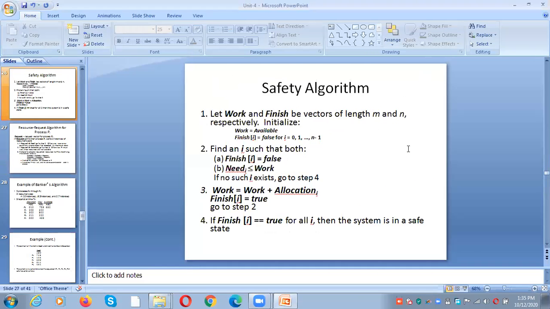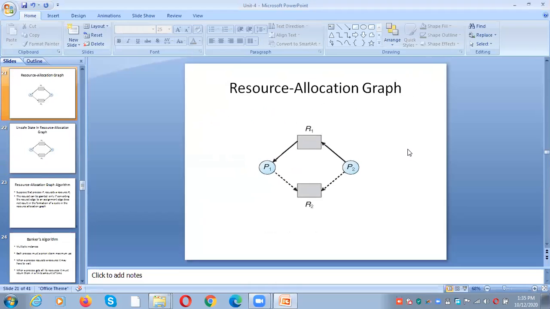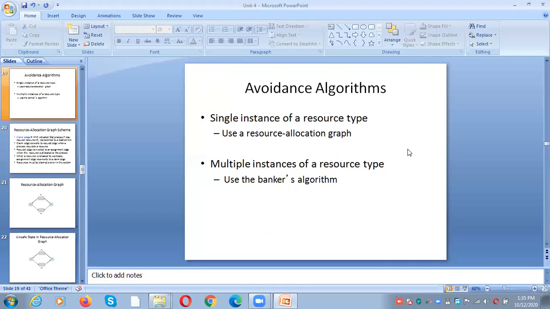In the morning class, we discussed Banker's algorithm, which is under deadlock avoidance. I will show you once again. These two are the avoidance algorithms. Under the avoidance algorithm, we need to discuss two topics: single instance of a resource type, and the second one is multiple instances of a resource type.